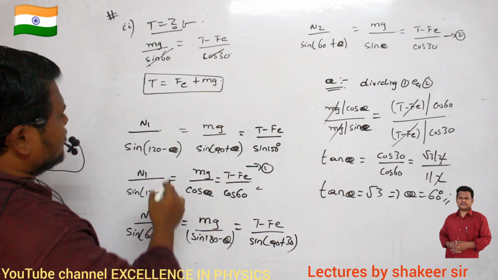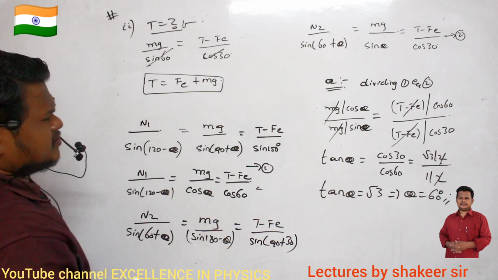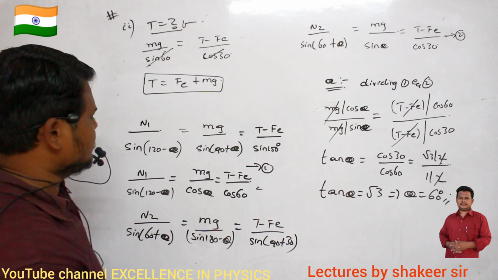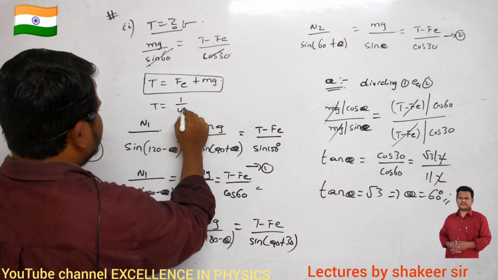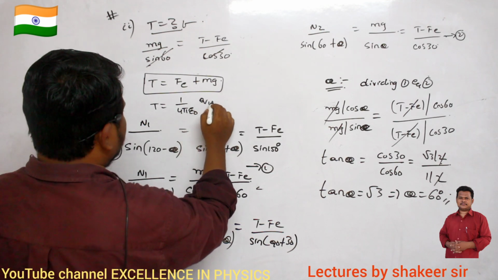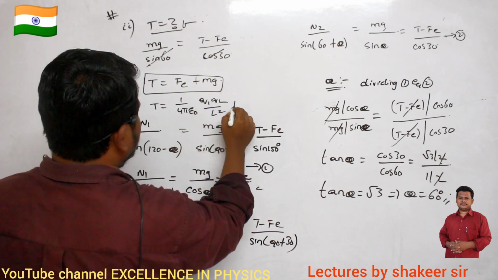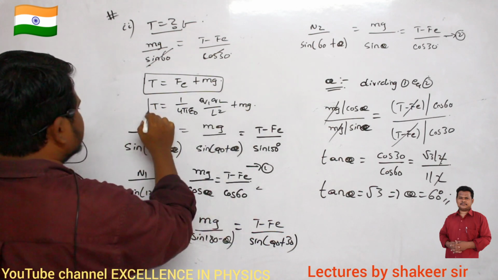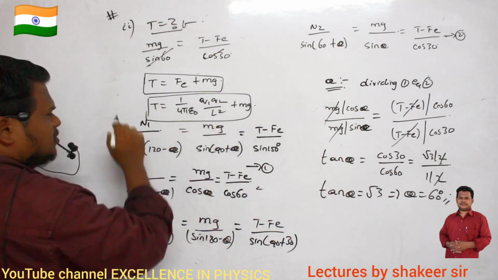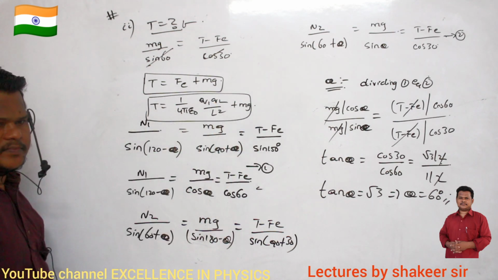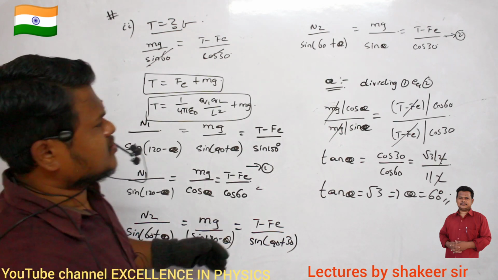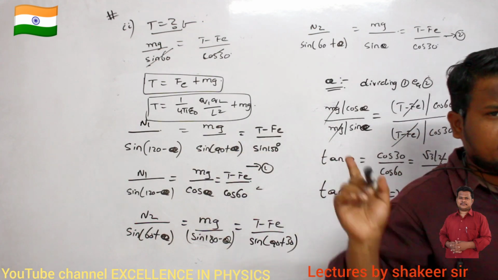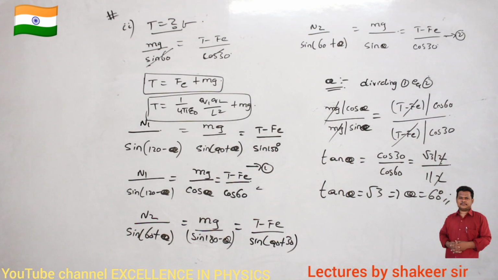So this is our equation for tension. And what is Fe? Fe is the electrostatic force of repulsion between the two beads, no? So what is the value of the electrostatic force of repulsion? 1 by 4 pi epsilon naught, Q1 Q2 divided by L square, plus mg. This is the equation for tension. Are you able to understand? So we got the second answer. Clear? Then he is asking one more answer also, no? Normal reaction on the beads. Completed up to here? Make a note up to here.